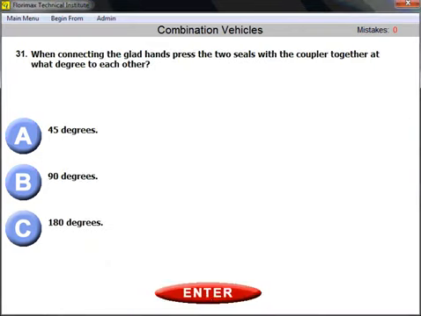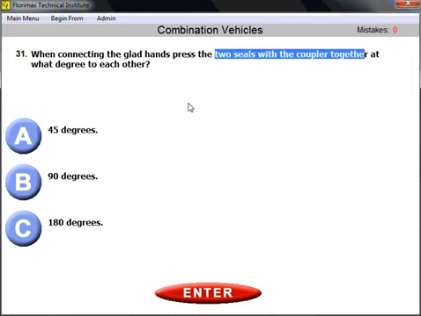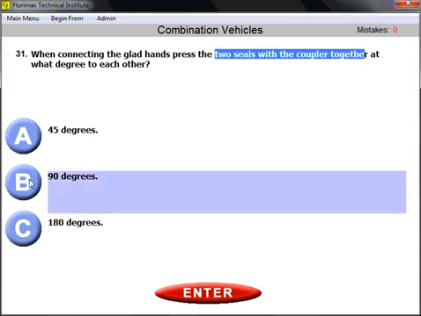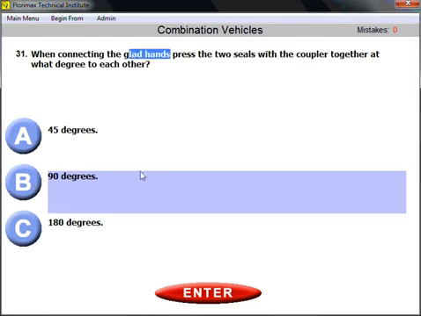Question number 31. When connecting the glad hands, press the two seals with the coupler together. At what degree to each other? Well, you just need to remember 90 degrees. That's how you connect the air lines to the airline connection. So you use a 90 degree angle. Glad hands, 90 degrees.